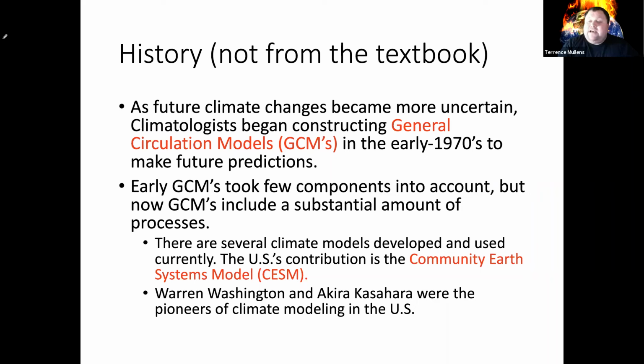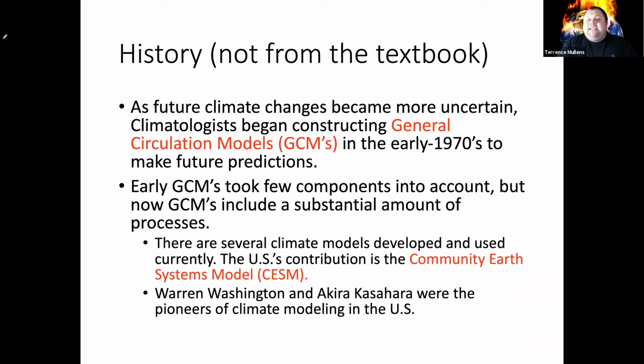That being said, there were several models that were being developed around the world. Many different countries have their own models. The UK Hadley Center has its own model. The Japanese Meteorological Agency has its own model. The French have their own model. The Chinese have their own model. Brazil has their own model. They all have their own models.